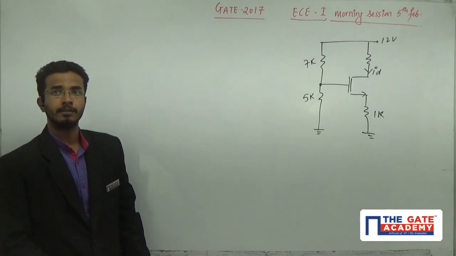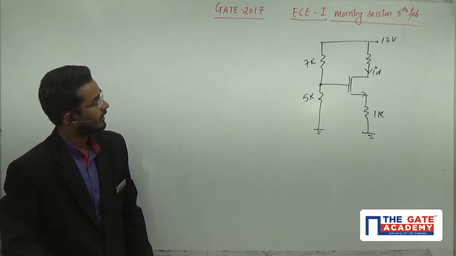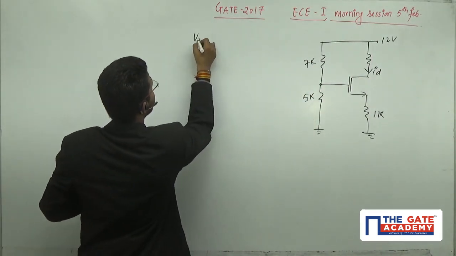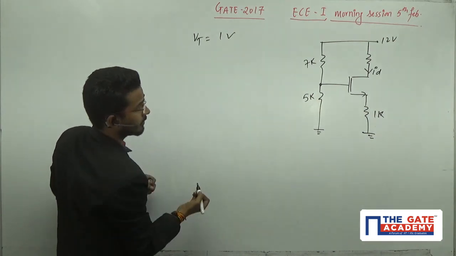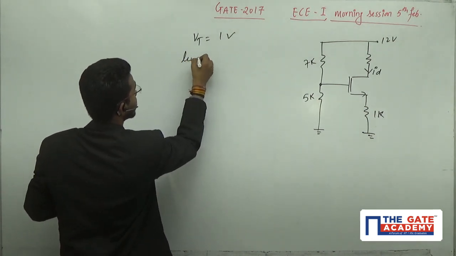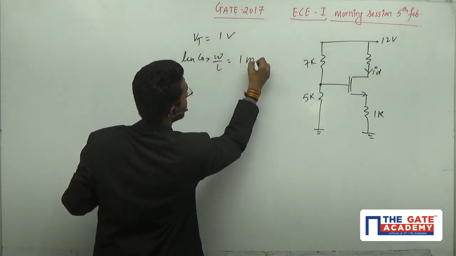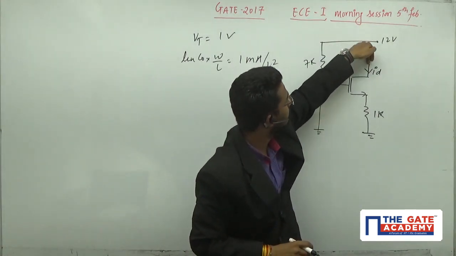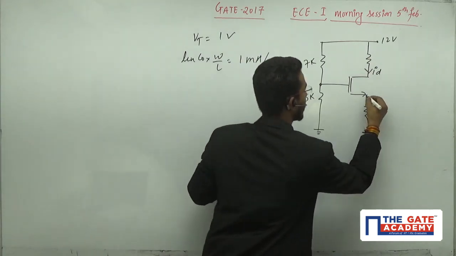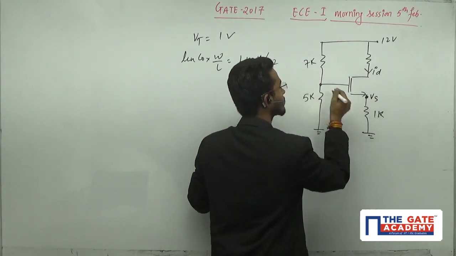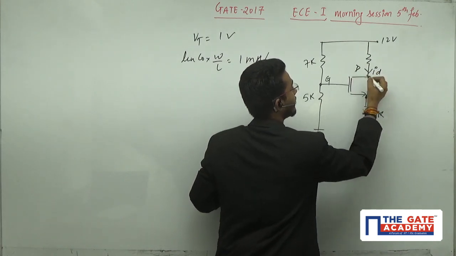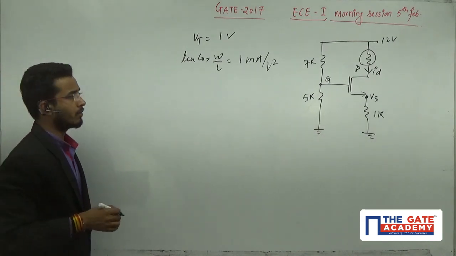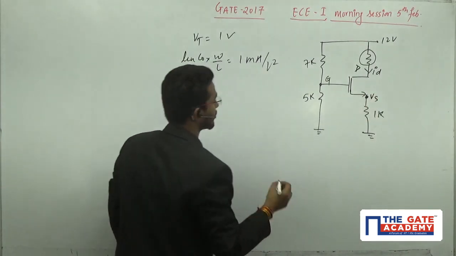Dear student, this is a question of analog electronics, and they ask the value of I_D when the Vt of this MOSFET is 1 volt and the constructional parameter mu_n C_ox W by L is equal to 1 milliampere per volt square. They are interested only in the value of I_D. That means, because this is the source, this is the gate and this is the drain, this resistance is not required to calculate the value of I_D. Now assume this transistor is in saturation.